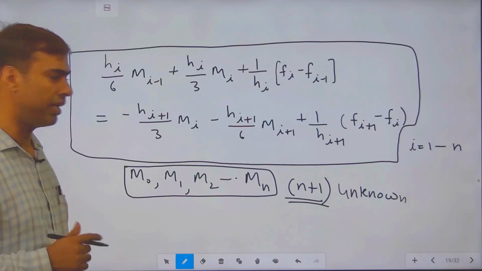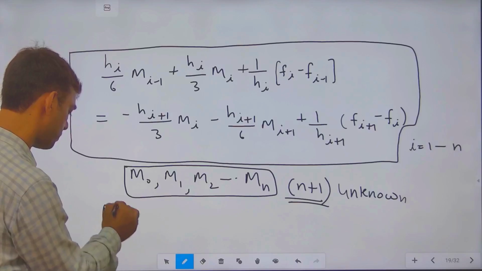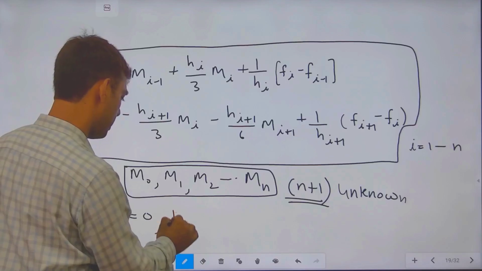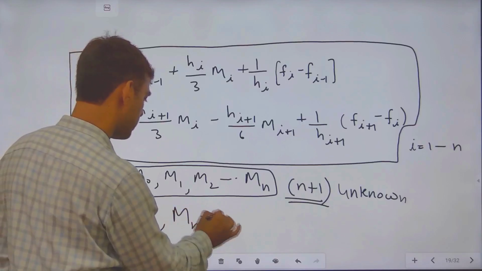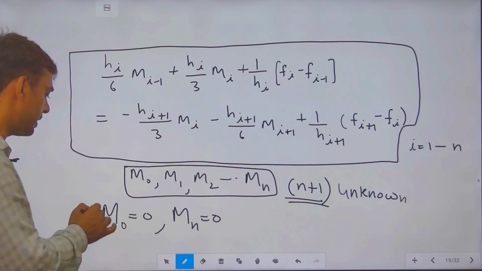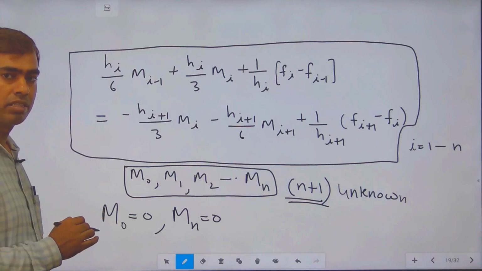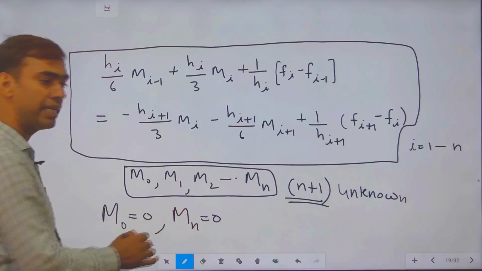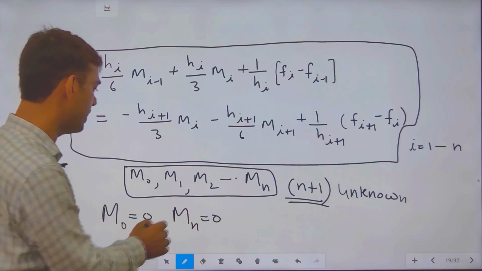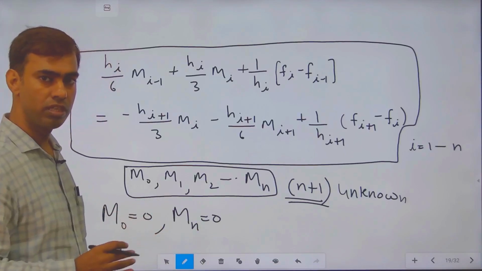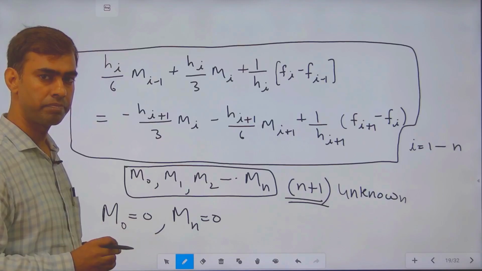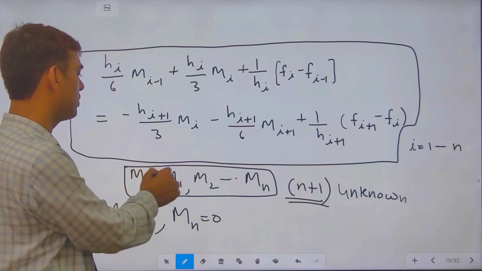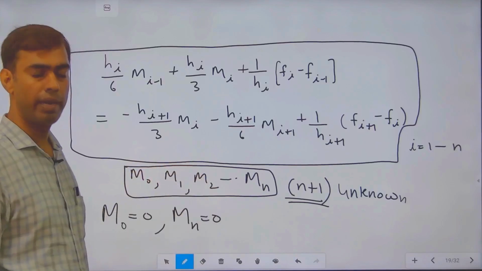In a natural spline, m0 equal to 0 and mn equal to 0, means the second derivative at the initial point of a cubic spline function is equal to 0, and the second derivative at the last point, the end point, is equal to 0. With this condition of a spline, we are able to find all the unknowns m0, m1, m2 up to mn.